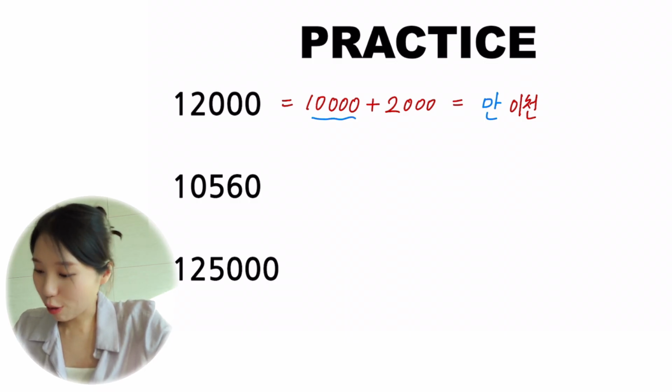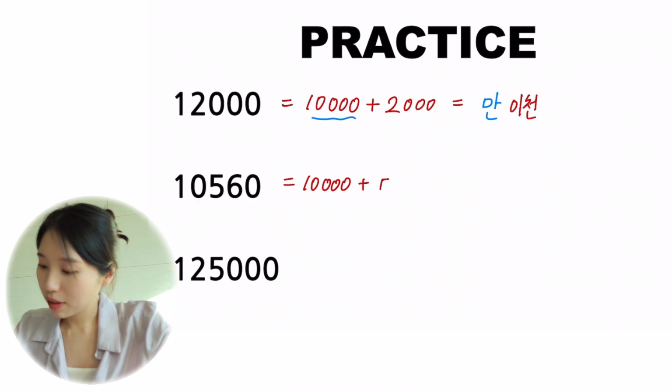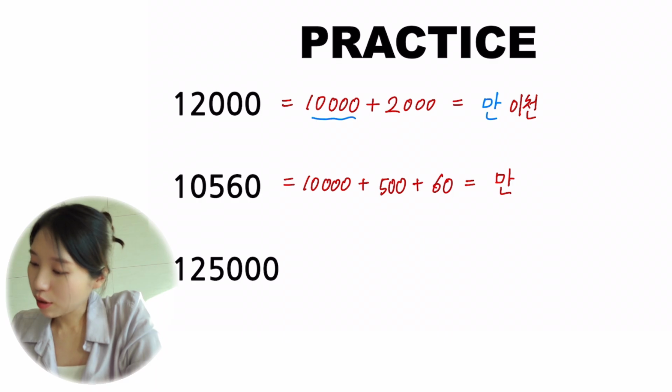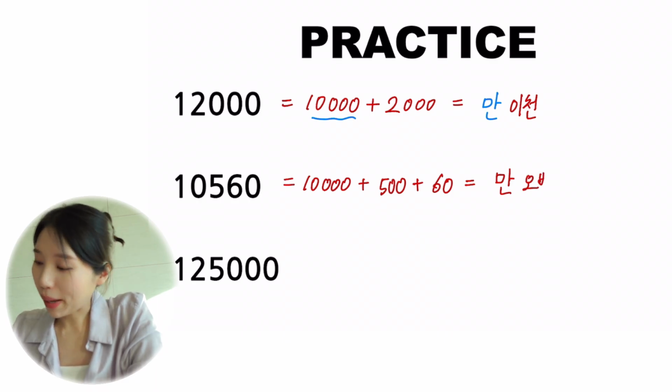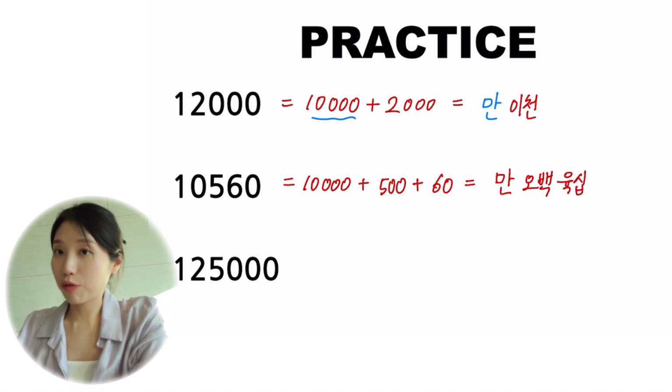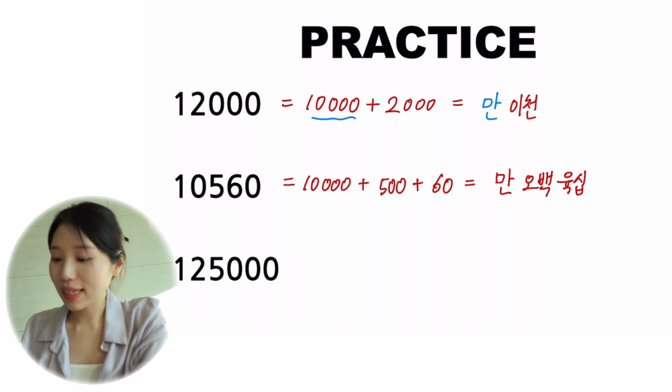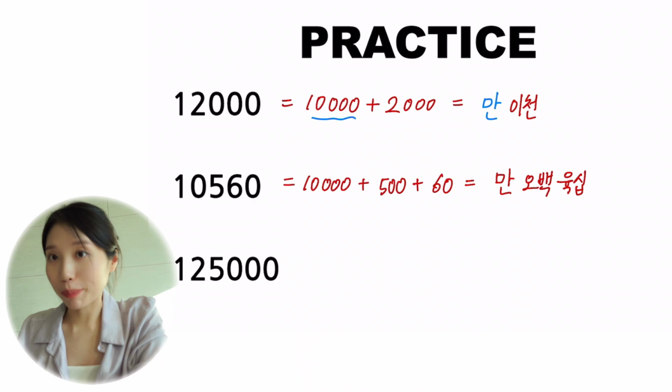10,560. It's also 10,000 plus 500 plus 60. So 10,000 is 만, and 500, 100 is 백, so 오백. And 60, 6 is 육, 10 is 십, so 육십. So 10,560 in Korean is 만오백육십. Great. Okay, the last one.